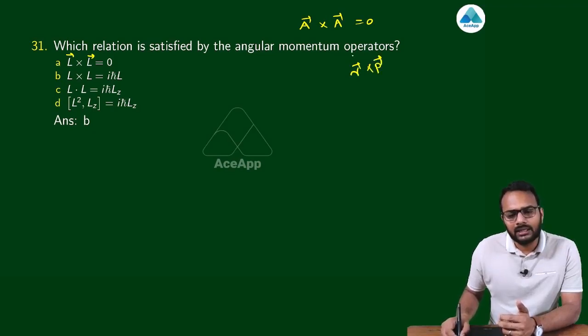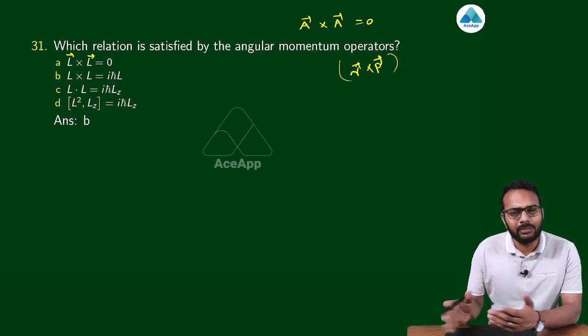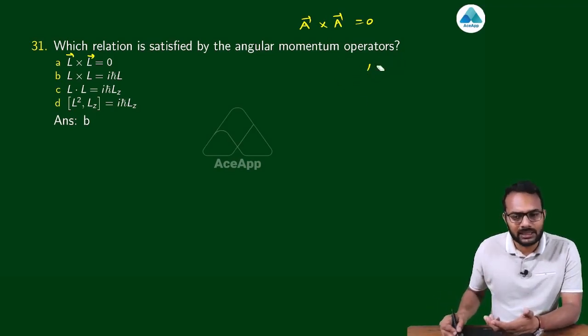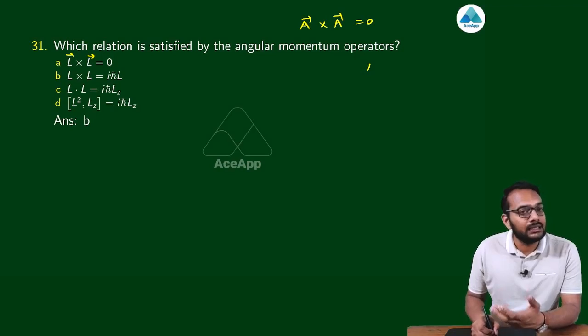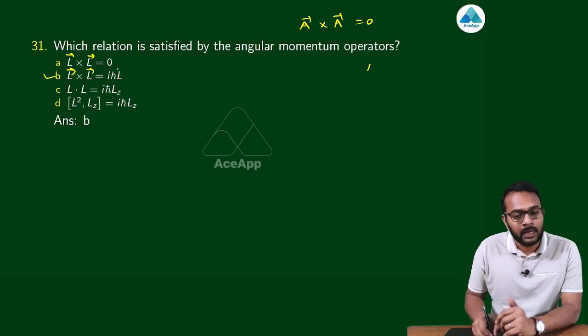Okay, and when you take two vectors like this, we'll see that R and P don't commute, and there are so many problems like that. In general, L cross L is not equal to 0. Instead, it is IH cross L. Okay, we can write it like this: L vector cross L vector equal to IH cross L vector. Remember that these are operators. All right.